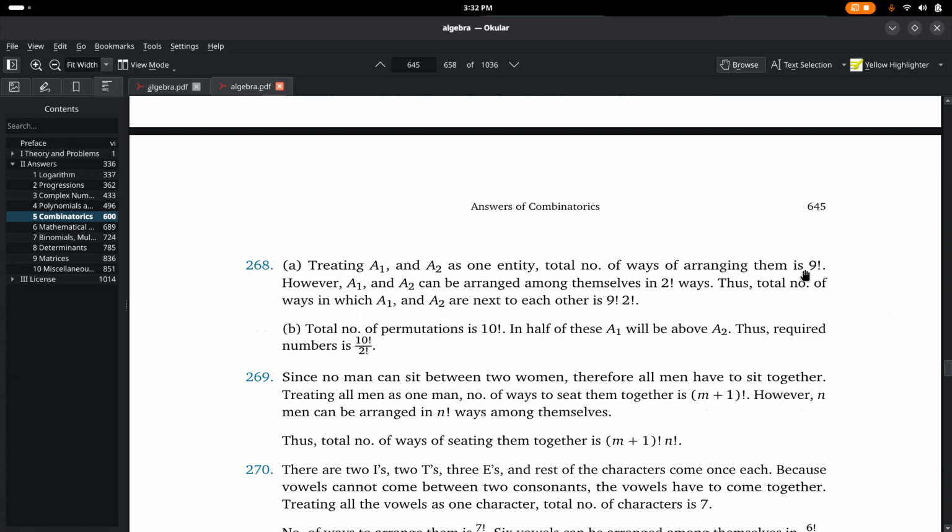Total number of arrangements of the candidates is 9 factorial, but A1 and A2 can be arranged in 2 factorial ways. So the total number of ways in which A1 and A2 are together is 9 factorial multiplied by 2 factorial. Total number of permutations is 10 factorial. In half of these, A1 will be above A2, thus the required number is 10 factorial by 2.